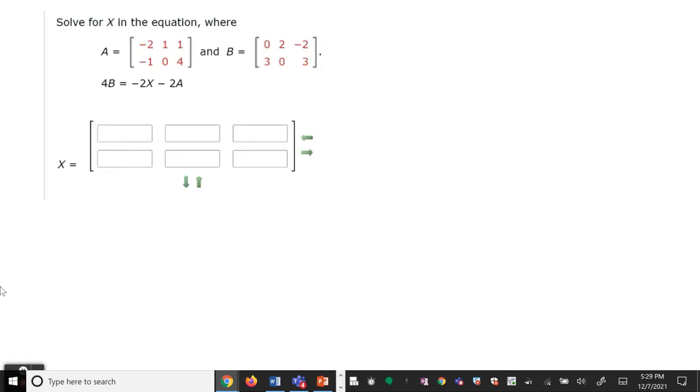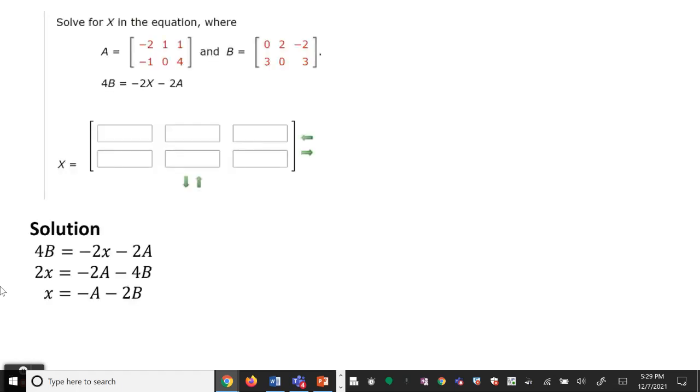So here we have solve for x in the equation. So they give you the two matrices, and we want to solve for x. So we can take the equation 4b equals negative 2x minus 2a, and we can just treat it as an equation for now. So I'm going to solve for x.